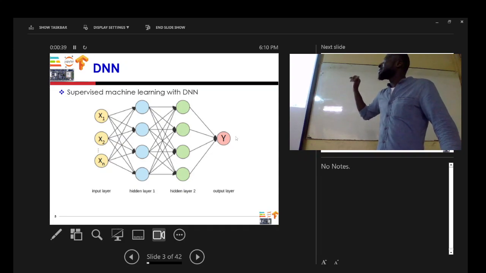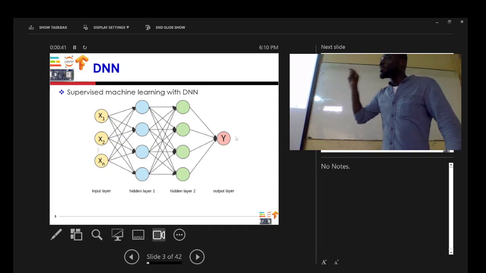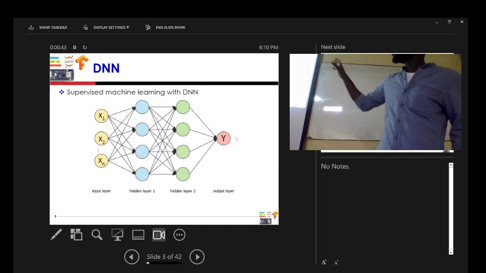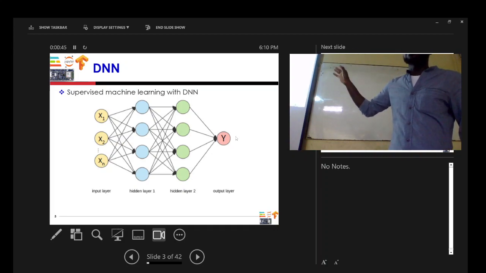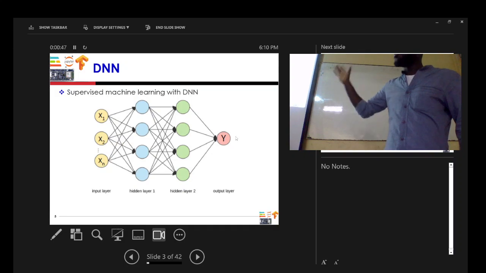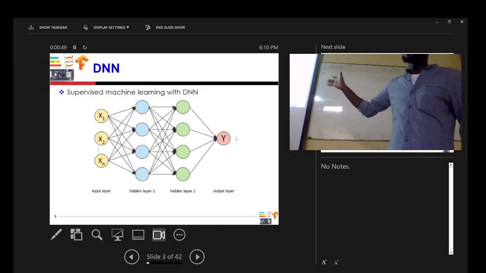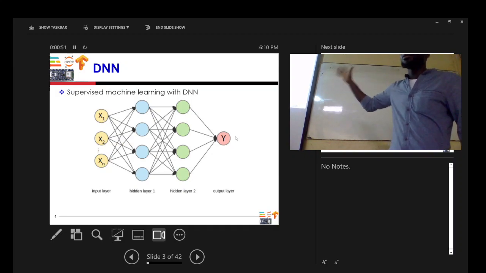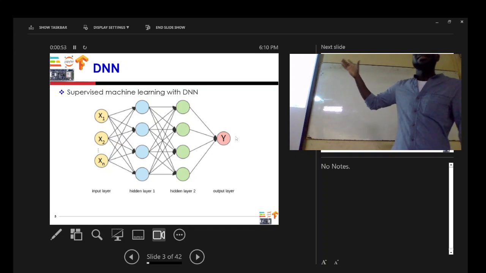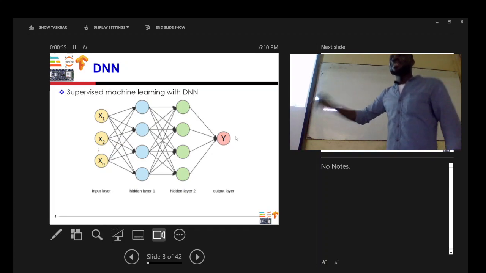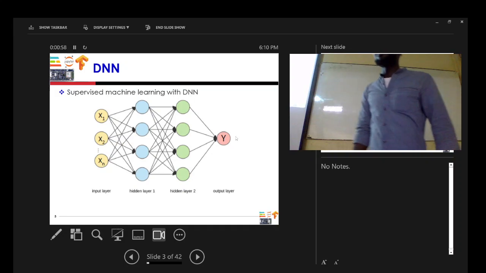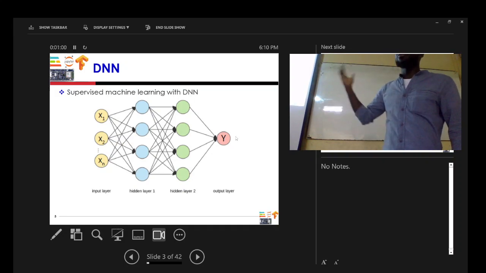And then this is just one little part of machine learning. This is what we call supervised machine learning. So we have another form of machine learning called unsupervised machine learning. So this is supervised machine learning. So why is it called supervised machine learning? Who can tell me? Why do we call it supervised machine learning?